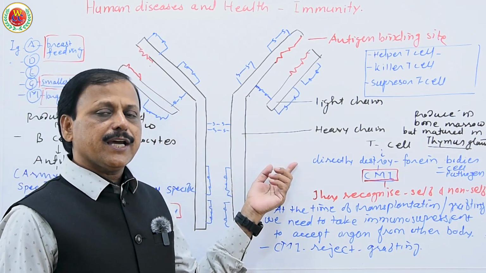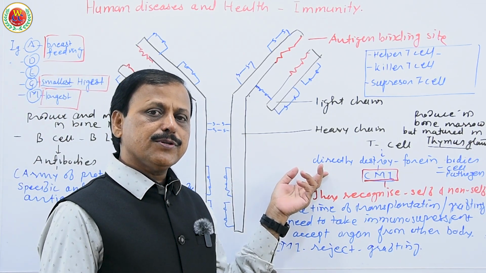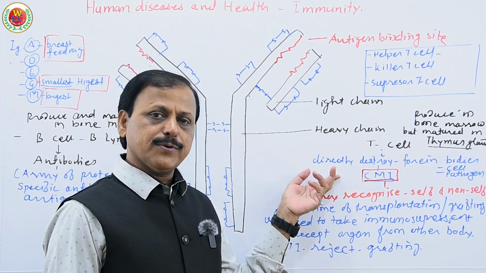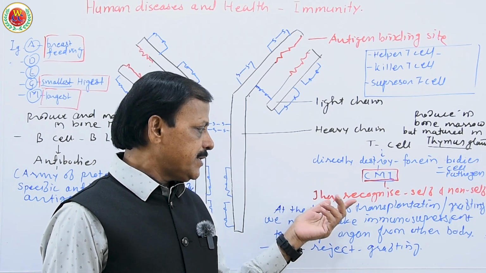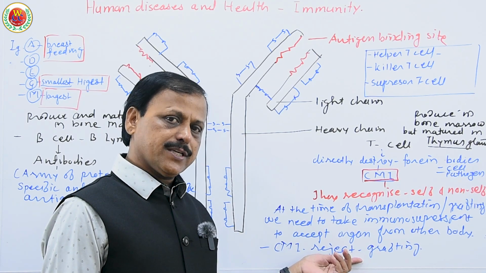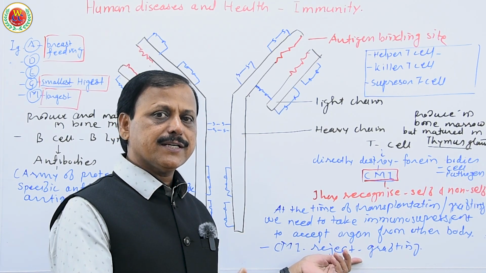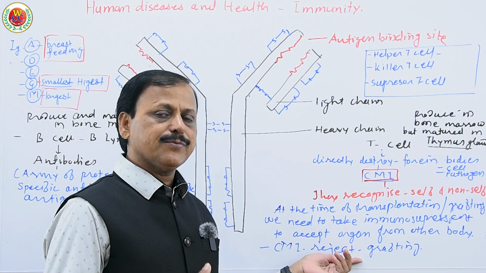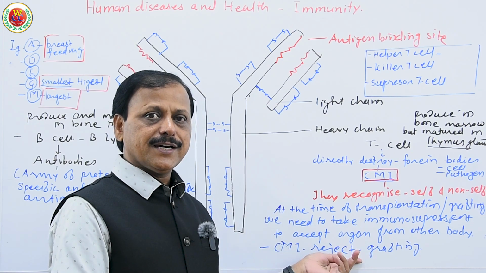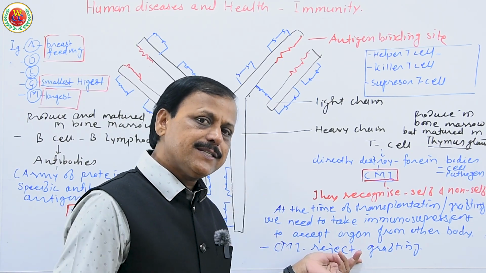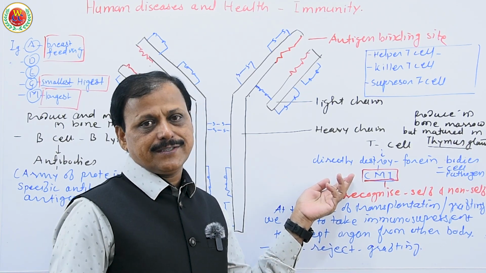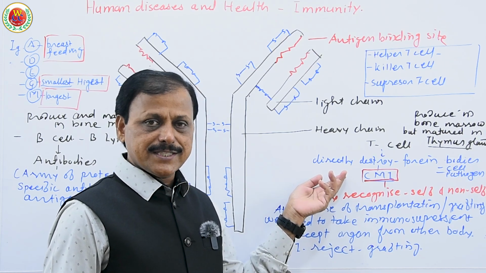Now cell mediated immunity, as part of acquired immunity, provides protection against foreign tissue, organ or pathogen. It protects us from non-self organ or tissue, as in grafting or transplantation. At that time we need to take immunosuppression to suppress this immunity, otherwise that organ will be rejected. So cell mediated immunity rejects transplantation or grafting. This is cell mediated immunity, as I have discussed.